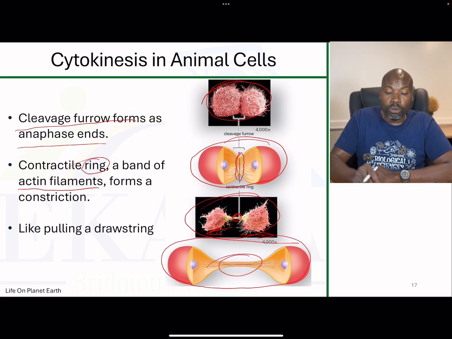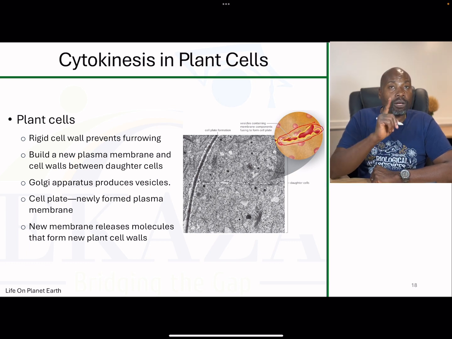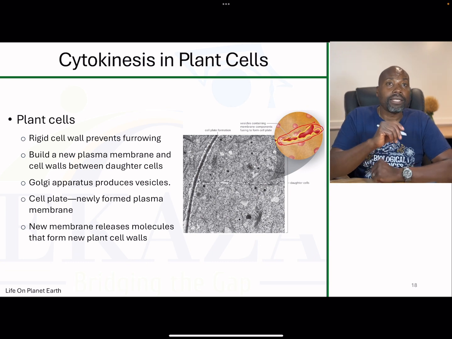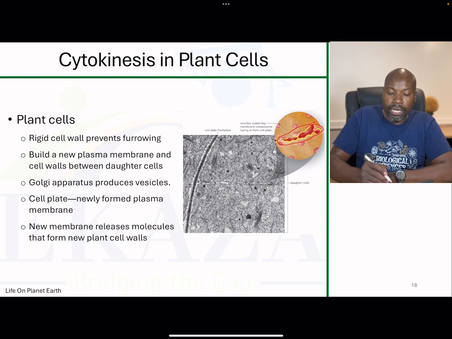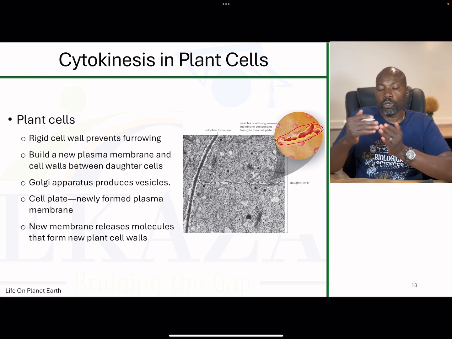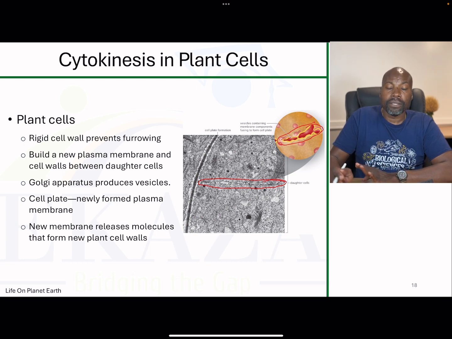Now, when it comes to plant cells, we have these vesicles that are carrying some structures, right, that are going to actually define the plates, right? These plates actually are going to have the new membrane, the new cell wall, so that you are going to have two brand new cells that are going to develop. And here we do have actually the growth of that plate.